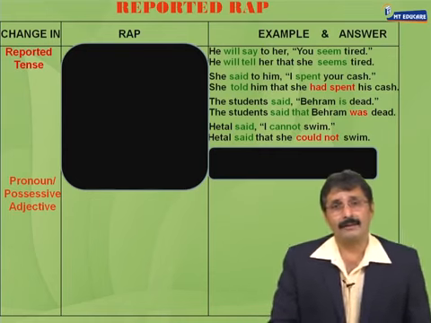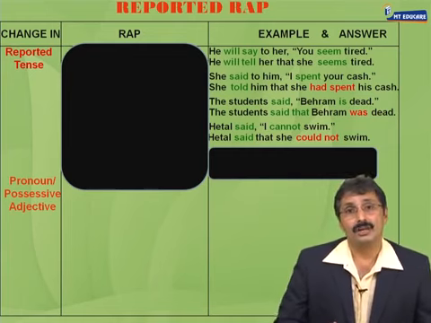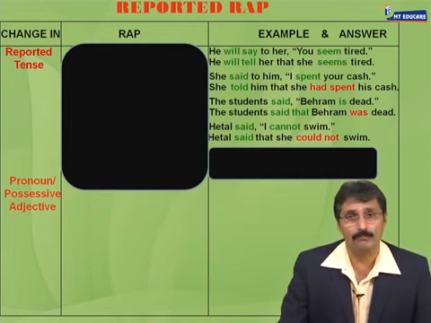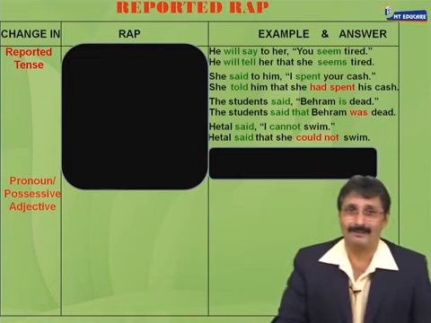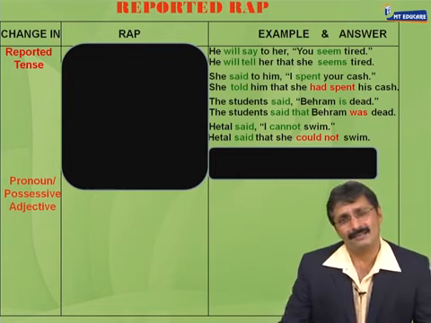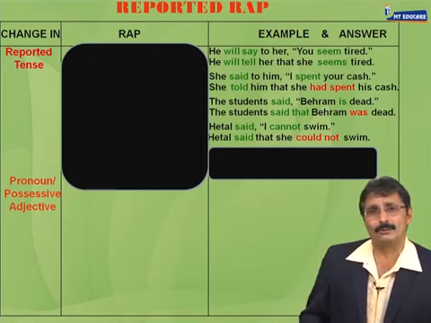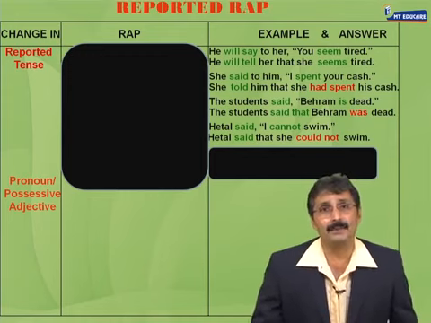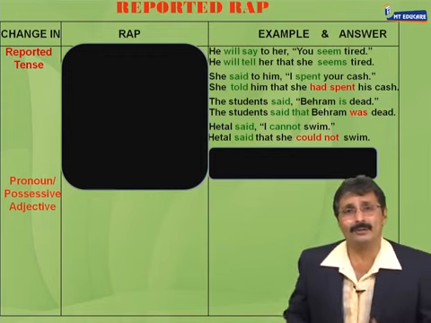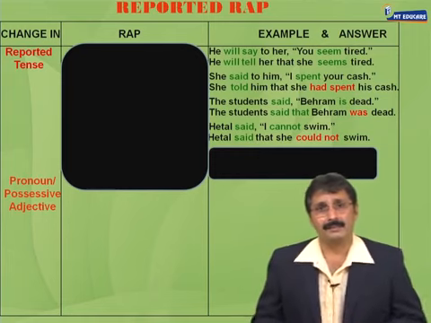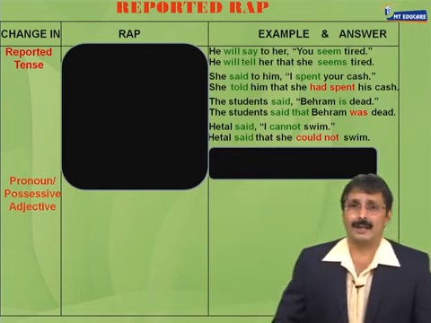And the indirect speech: Hetal said that she could not swim. So, the question is very, very simple, right? In the very first sentence, he will say to her, you seem tired. In the indirect speech, अंदर का tense change नहीं होता है. The answer is he will tell her that she seems tired.